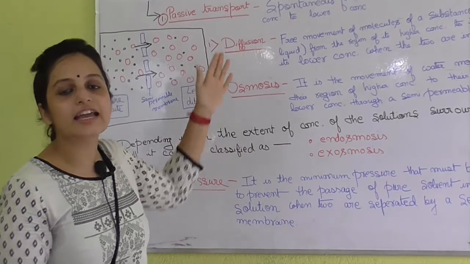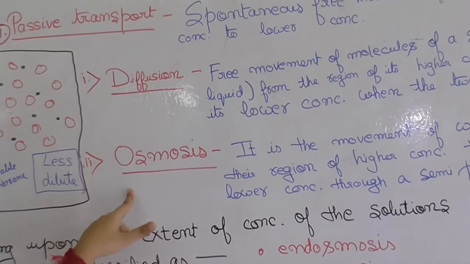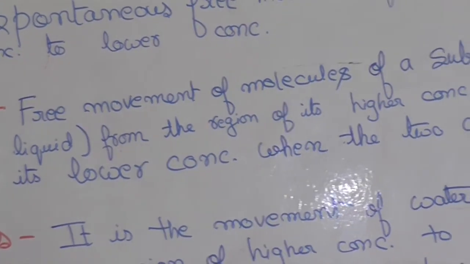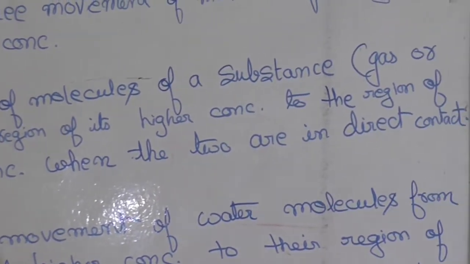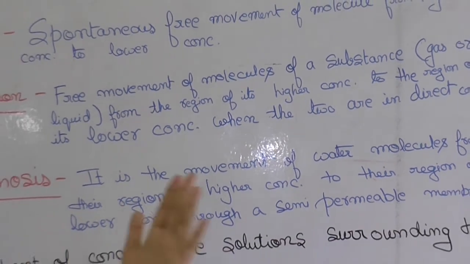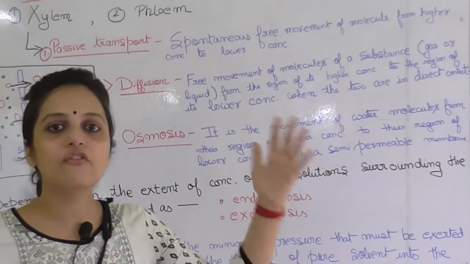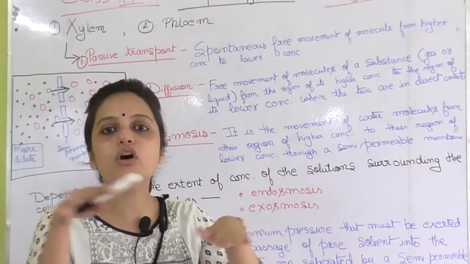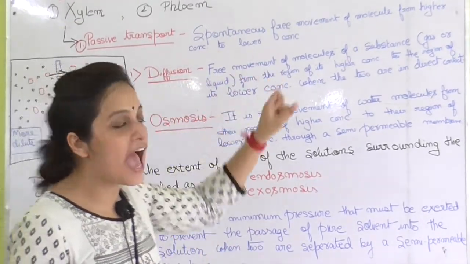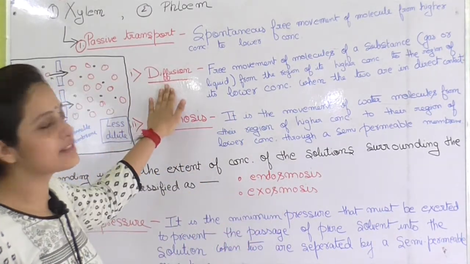Passive transport is again divided into two parts. One is diffusion and the next one is osmosis. What happens in diffusion? In diffusion, the movement of molecules happens from their region of higher concentration to their region of lower concentration, but there is no membrane present. They move freely until both the concentrations become equal. It happens in water and in gas. Both water and gas have this diffusion.